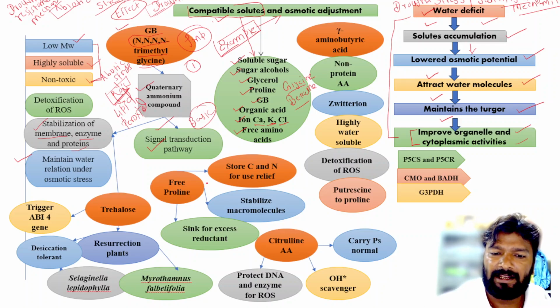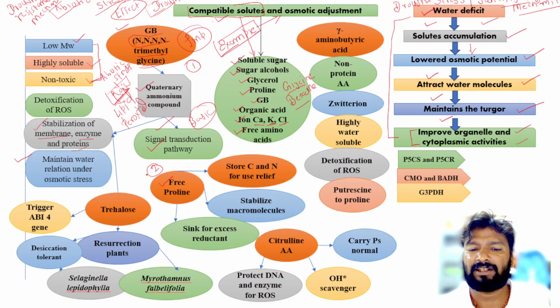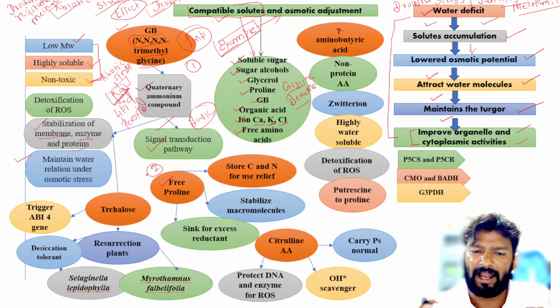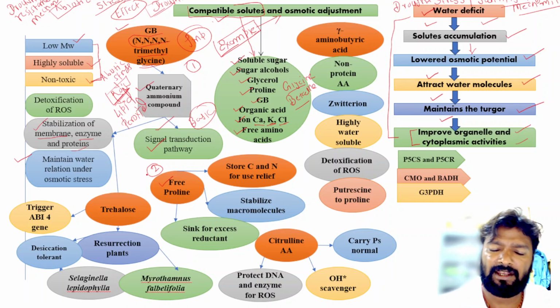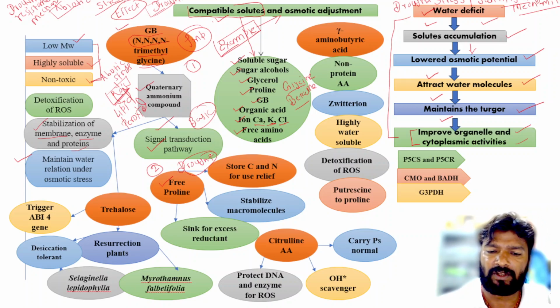Okay, next come to the second important compound, that is proline. This is also one of the important molecules which accumulates under drought stress. Also, proline is highly recommended and useful for the screening of drought tolerance. If a plant generates a high proline concentration, then it shows high drought tolerance capacity. So what are the important functions of free proline?